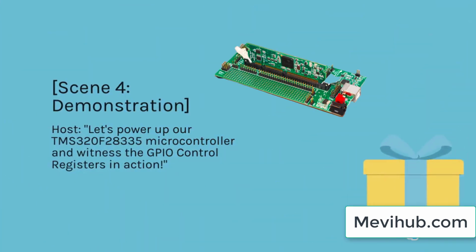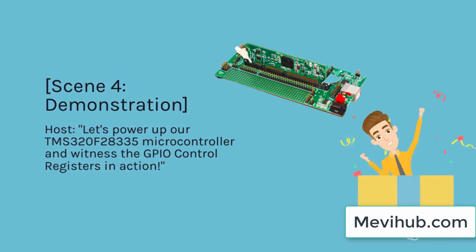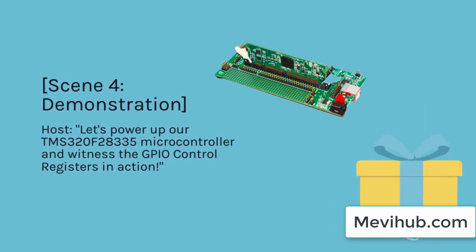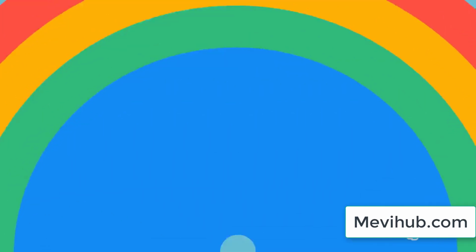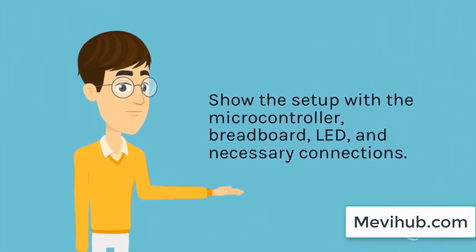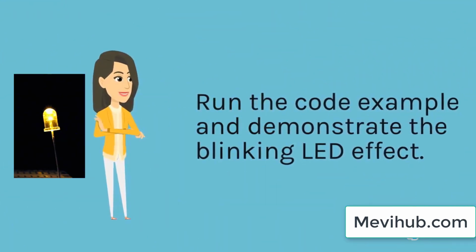Scene 4, Demonstration. Let's power up our TMS320F28335 microcontroller and witness the GPIO control registers in action. Show the setup with the microcontroller, breadboard, LED, and necessary connections. Run the code example and demonstrate the blinking LED effect.